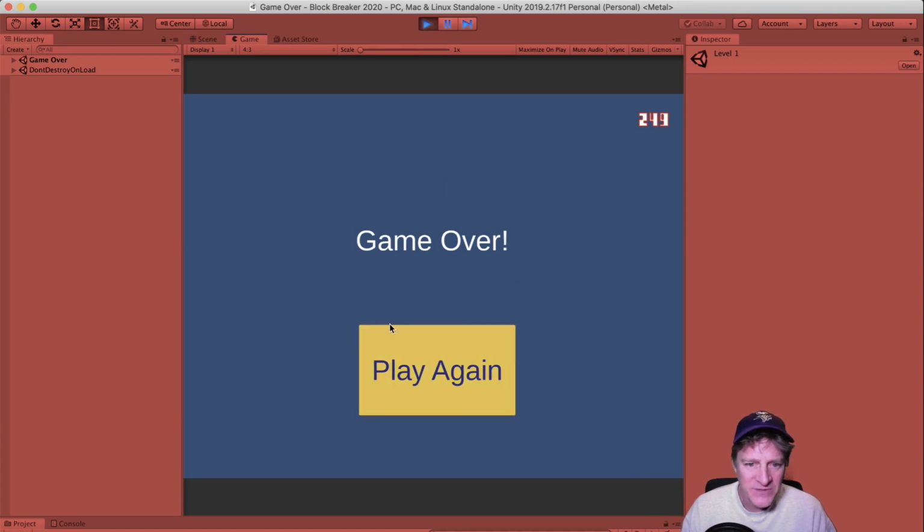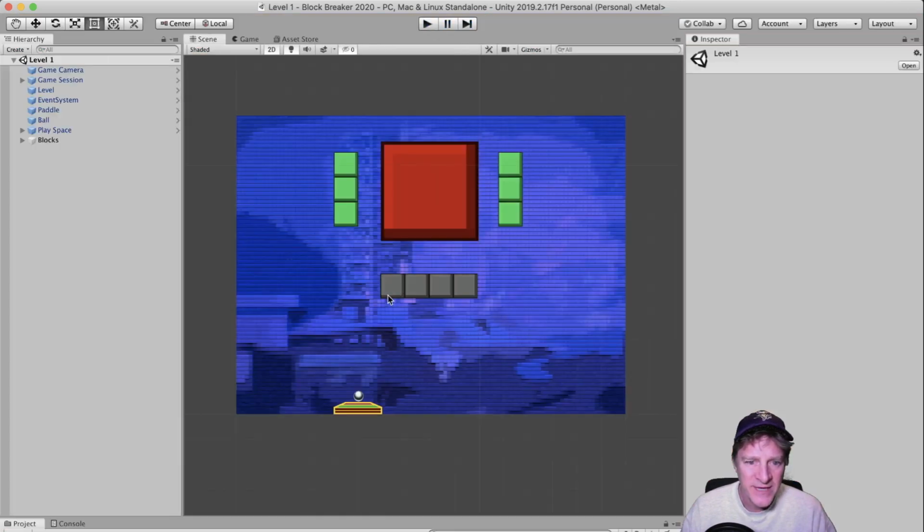A few design questions. One of the interesting ones I thought was there were times where the ball can get stuck. For example, if the ball is going between this indestructible block and the side wall, it could just bounce back and forth forever.